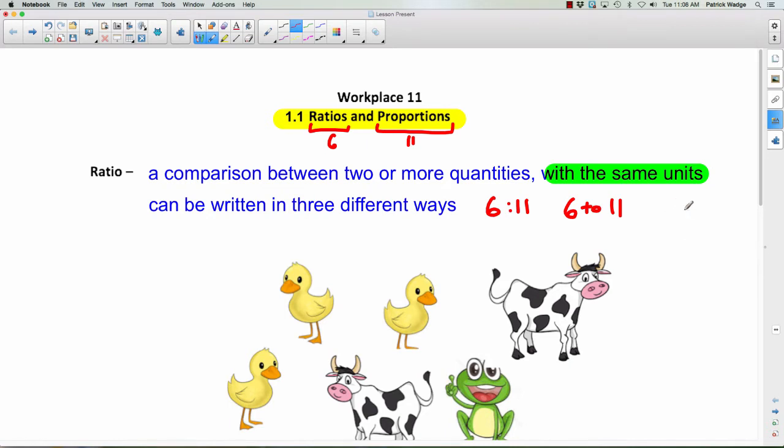The third way you could write this is like this. Whoa, what's that look like? A fraction. It is a fraction. A fraction is actually a type of ratio. So these are the three ways that we usually write ratios. I would say the most common is probably the first one with the colon. That's probably the way I'll do it for the most part.